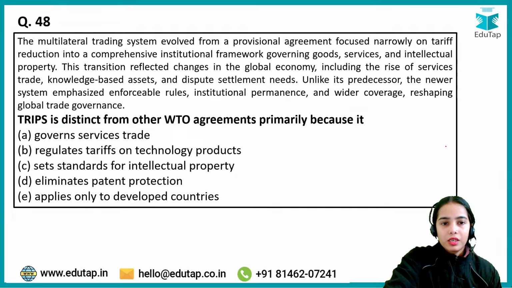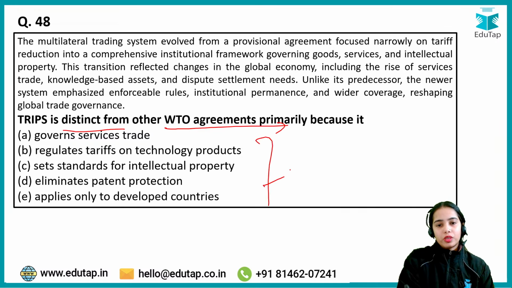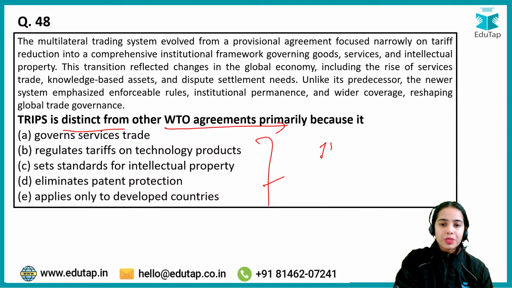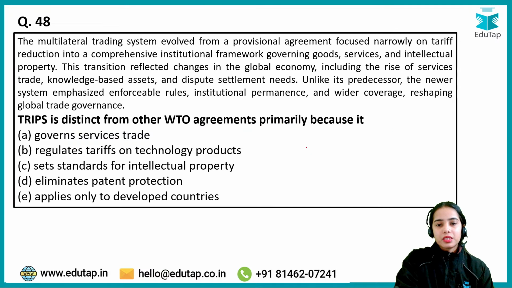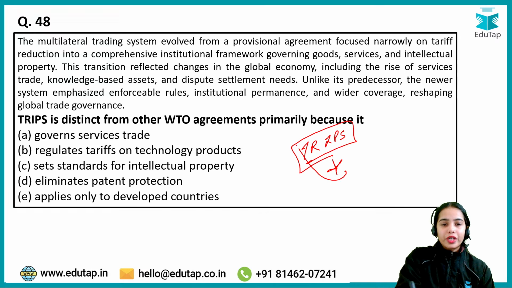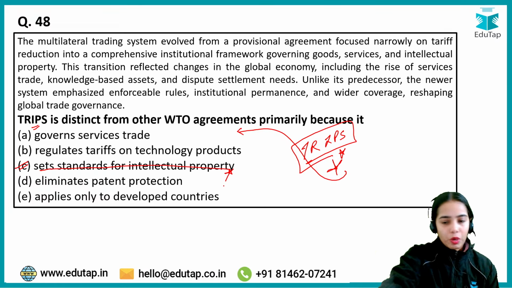Okay. Chalo. Now TRIPS is distinct. It is different from other WTO agreements primarily because which of the following? TRIPS is the trade related aspect of the intellectual property rights. This is different from the other WTO agreements primarily because TRIPS focuses on intellectual property. In the name itself, intellectual property is there, na? So TRIPS sets standards for intellectual property and the trade in intellectual property.